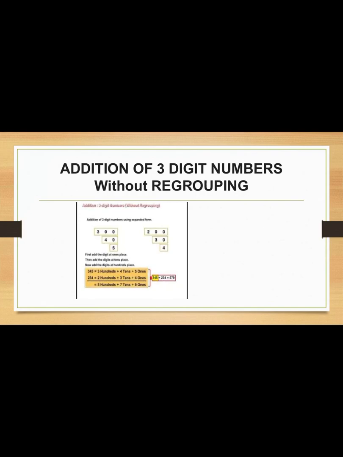Next, come to addition of 3-digit numbers without regrouping. Another example has been given here. 345, which can be expanded as 3 hundreds plus 4 tens plus 5 ones. Another number is 234, which is also expanded as 2 hundreds plus 3 tens plus 4 ones. And when it is added, it has to be added from the ones place. So 5 plus 4 is 9, 4 plus 3 is 7 tens, 3 plus 2 is 5 hundreds. So the answer is 579.